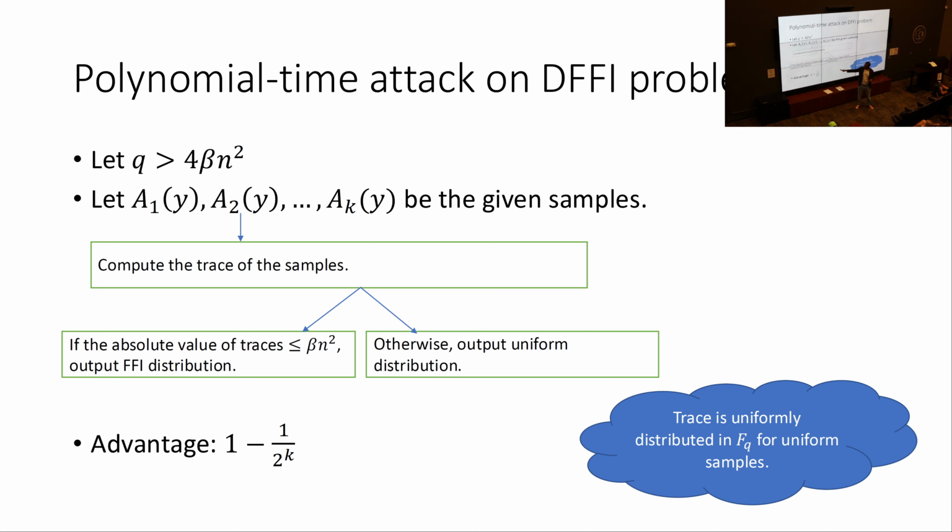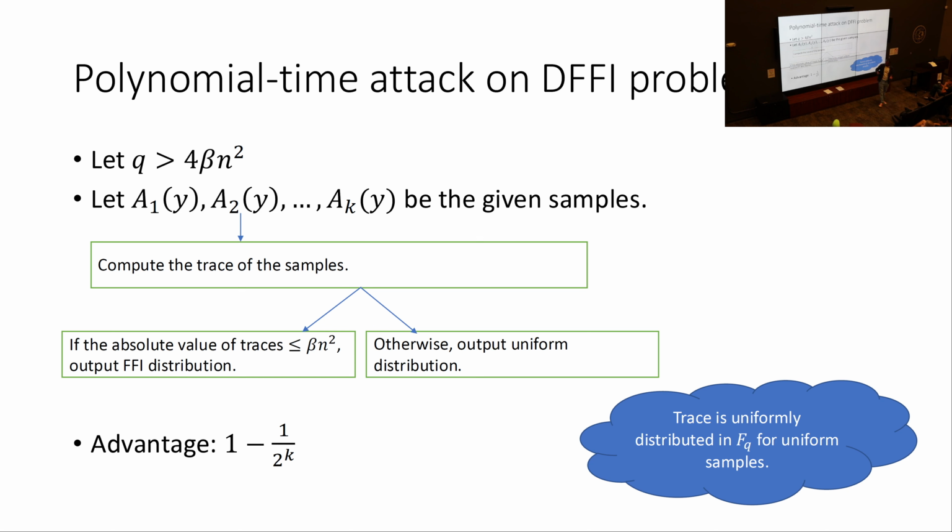It can happen that even if you take all uniform samples, they all lie in the small range of the trace, but it happens with very small probability, so we can avoid this. So we have a polynomial time algorithm which solves this decisional finite field isomorphism problem. Now, in some cases, when we construct cryptography, it happens that even if the underlying problem is easy, the cryptographic construction remains hard.